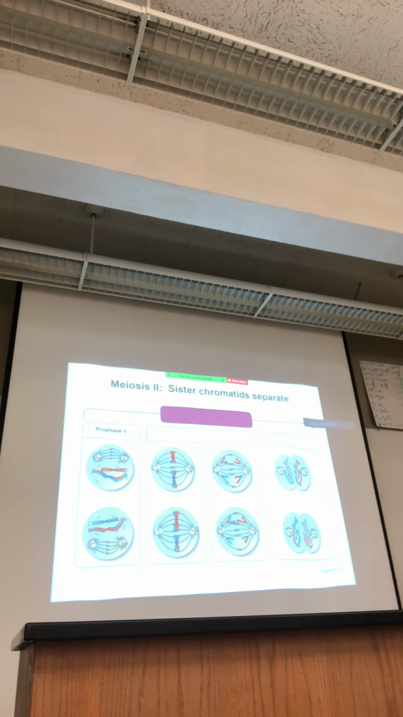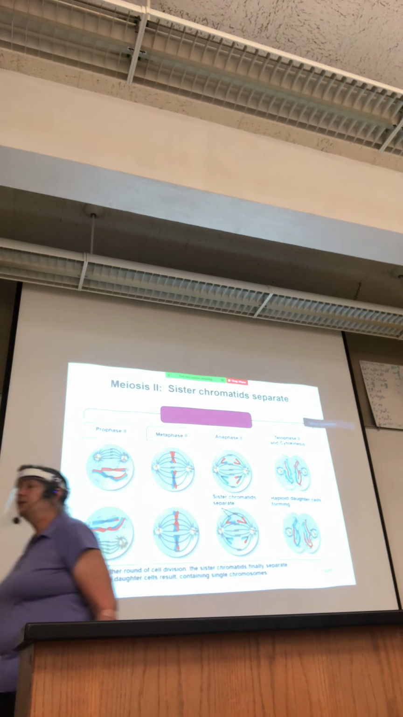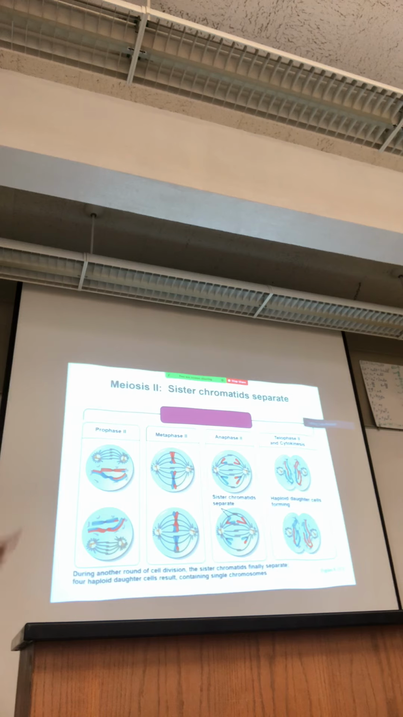Now, meiosis 2 is almost identical to mitosis. The biggest difference is you have 2 cells going through it. Instead of just 1 cell going through mitosis, you have 2 cells going through meiosis 2. The nuclear envelope disappears, the centrosomes separate, the spindle fibers form, the chromosomes condense if they had uncondensed, in 2 different cells.